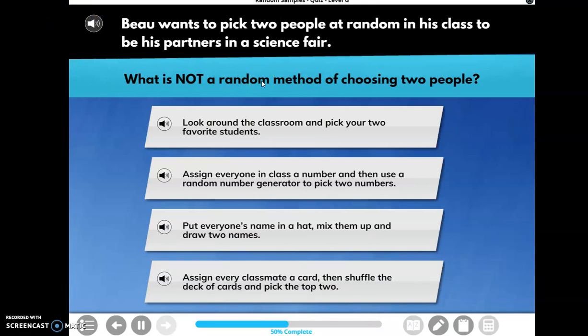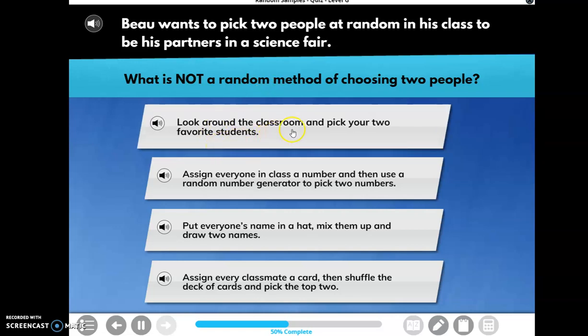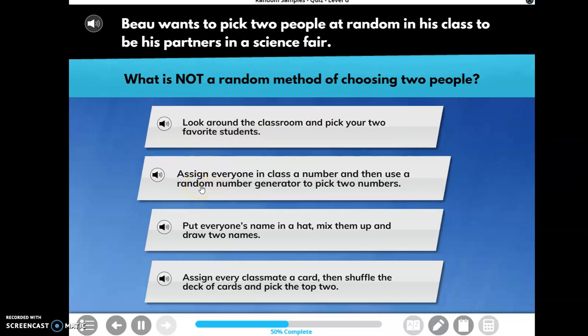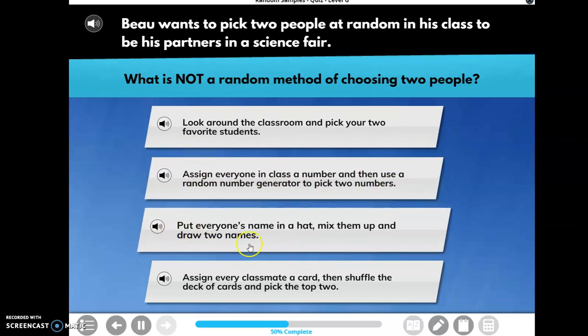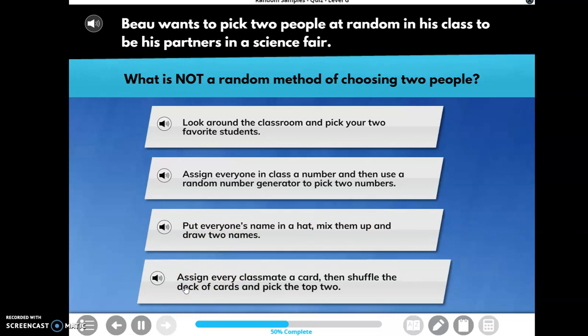Okay, in this case, Bo wants to pick 2 people at random to be his partner. Look and pick 2 favorite students. Does that sound random? Assign everyone in class a number and then use a random number generator to pick 2 numbers. Put everyone's name in a hat, mix them up, and draw 2 names. Assign every classmate a card, shuffle the deck of cards, and pick the top 2.